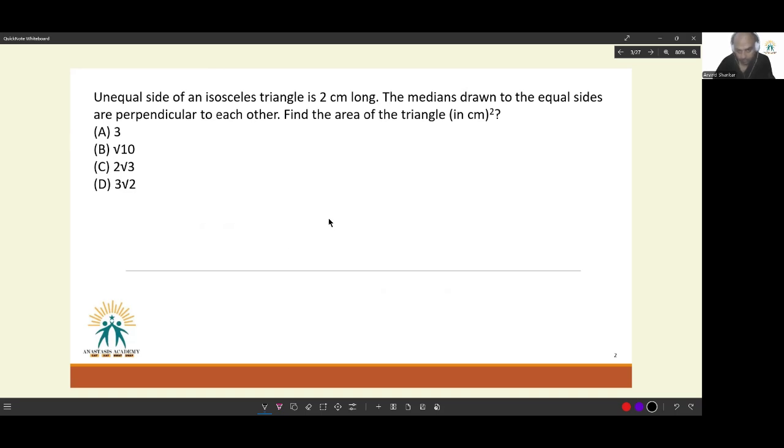So let's say the medians drawn to the equal sides are like this. We know medians intersect each other in the ratio 1:2. So if I say one median is divided in the ratio a and 2a, and another median is divided in the ratio b and 2b, the triangle gets formed something like this.